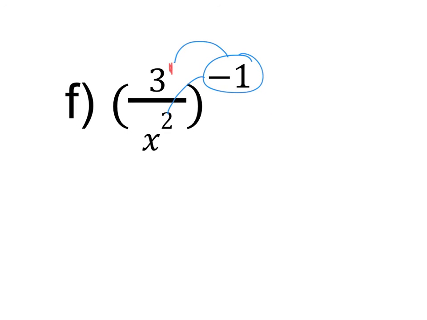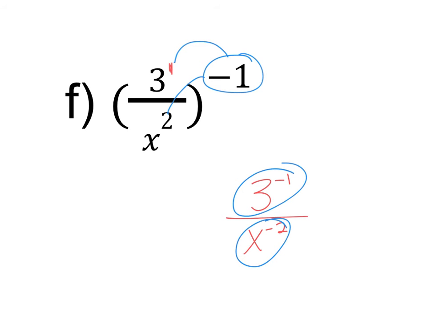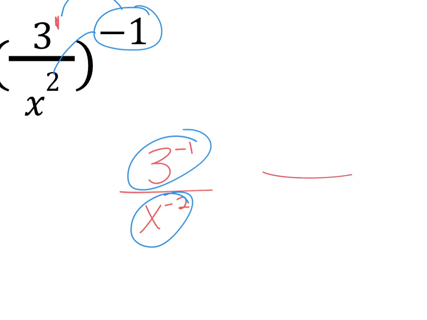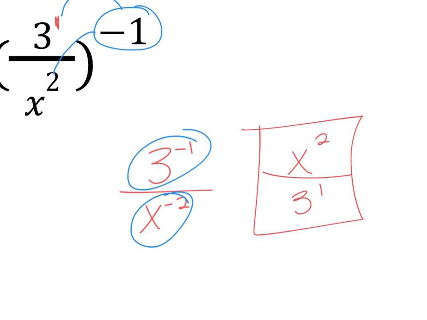So this is going to be 3 to the 1 times negative 1, which would be negative 1, over x to the 2 times negative 1, which would be negative 2. Okay, so I just got rid of those parentheses by distributing that in. Am I finished? Absolutely not. There's negative exponents. We're not going to leave those. So we're flipping those 2. Flip it over the line, get rid of the negative sign. Okay, and there's your answer. The 1 is optional on that.